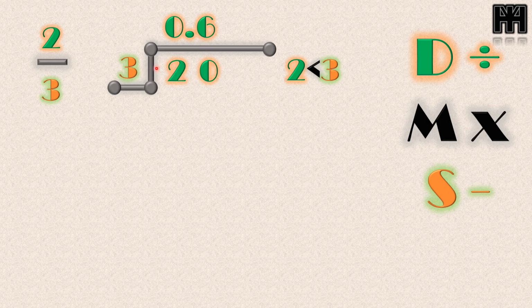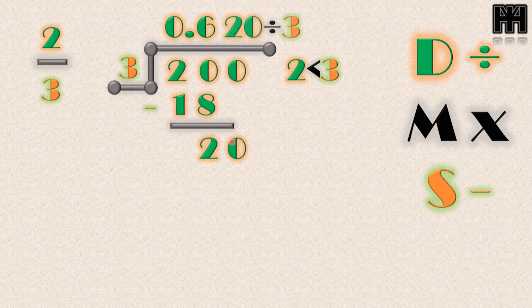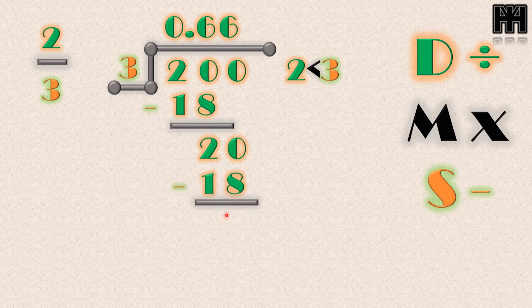The 20 has 6 threes. Okay, to the multiply step, 6 times 3 will give us 18. Then to the subtract step, it will give us 2, and we'll put 0. Then 20 divided by 3, the same step here. Do you notice that? We have 6, then 6 times 3, the multiplication, it's 18, then the subtraction.